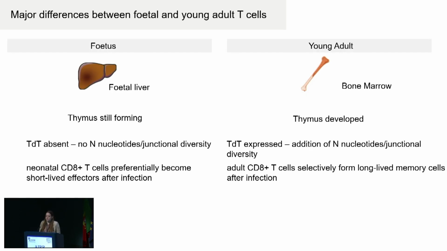So, the major differences between the fetal and the young adult T cells. As I already said, in the fetus everything comes from the fetal liver, which is quite a different environment. In the young adult, cells come from the bone marrow, and that will be the case for the rest of the life of the mouse. In the fetus, the thymus is still forming, so those structures are still forming. That's a different microenvironment to the young adult, where the thymus is now developed. And a huge difference is the absence of the enzyme TdT, which adds the N nucleotides and the junctional diversity. This is not present in the fetus. While in the young adult, just after birth, there's the expression of TdT, and therefore there will be the addition of N nucleotides, so there should be increased junctional diversity.